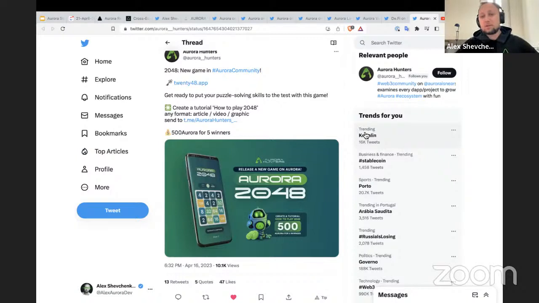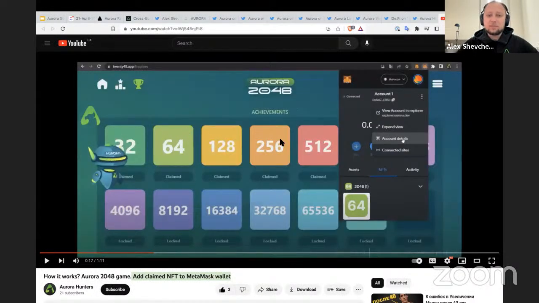You're able to submit the information about your play directly on the chain, and by getting to certain tiles, you're able to get NFTs. And actually, Aurora Hunters has published a video on how you're able to get these NFTs displayed in your MetaMask account. So take a look. There are quite a lot of achievements here. I managed to get to 2048, but probably all of the rest is going to be extremely hard. But I saw in the leaderboard that there are people already who achieved 4096. So pretty cool thing.